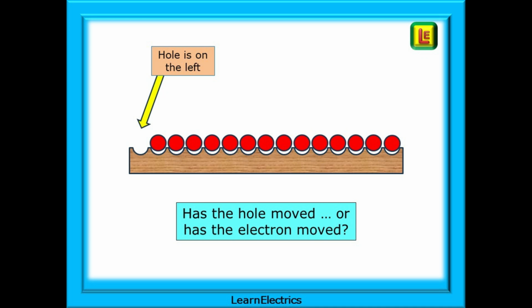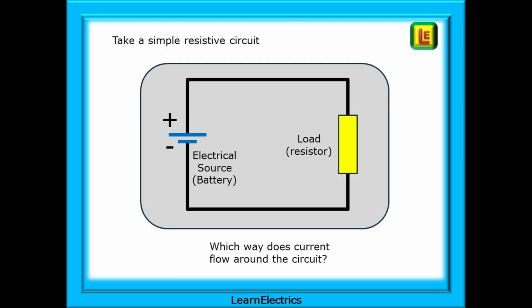The question now is, has the hole moved or has the electron moved? And this will show the difference between conventional current flow, where we now imagine holes moving, and the more modern electron flow model. If we take a simple resistive circuit with a DC source such as a battery, which way does the current flow around the circuit? Positive to negative or negative to positive?